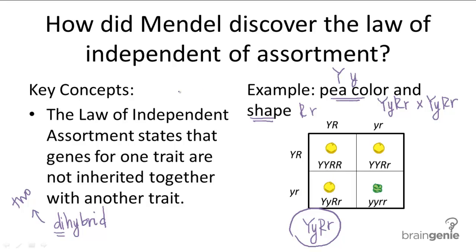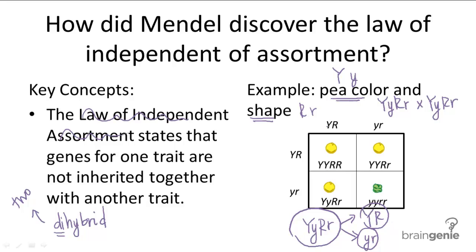And if the law of independent assortment is not true, there are only two possibilities for this diploid organism, and that would be big Y, big R, and little y, little r. The reason for that is because the dominant alleles would be linked together. They can't be separated, so they're inherited together. And the recessive alleles, same thing. They're linked together. They can't be broken into two different gametes, so they're inherited together.